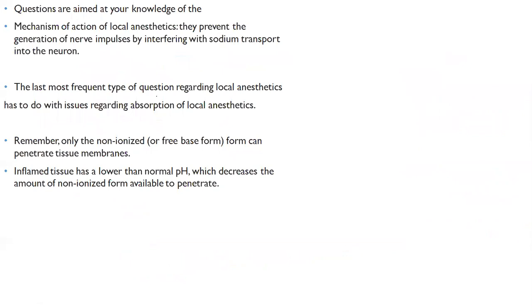Now, there might be some questions about the mechanism of action of local anesthetics. They prevent the generation of nerve impulses by interfering with sodium transport into the neuron. We have understood that only the non-ionized form can penetrate the tissue membrane. Inflamed tissues have lower than normal pH, which decreases the amount of non-ionized form available to penetrate. There is another important point, that is critical length. It is nothing but that complete anesthesia occurs only when three consecutive nodes of Ranvier are blocked.